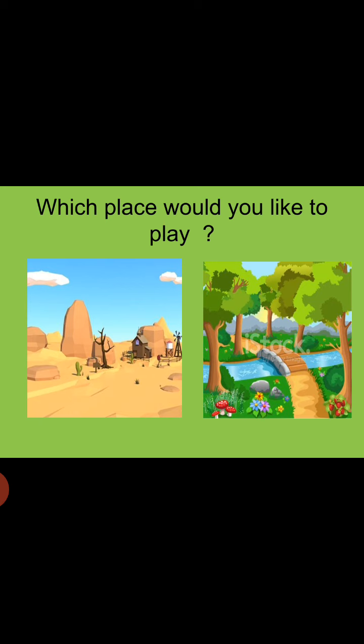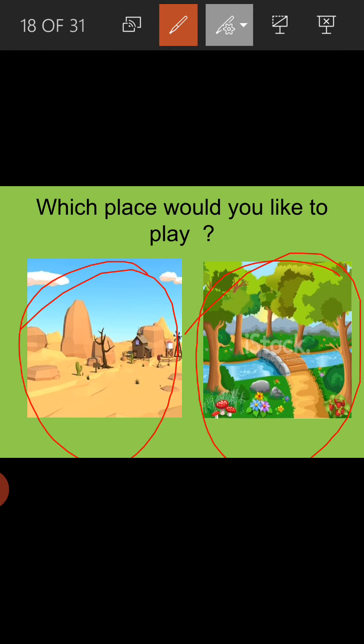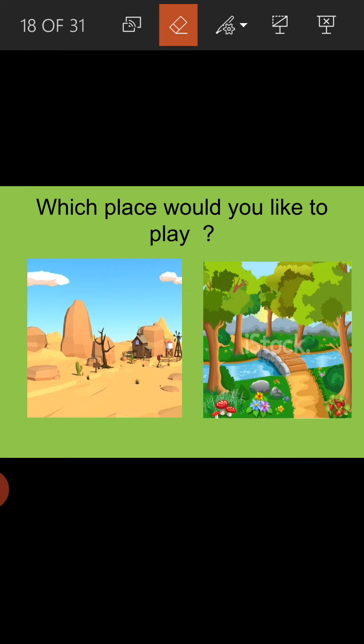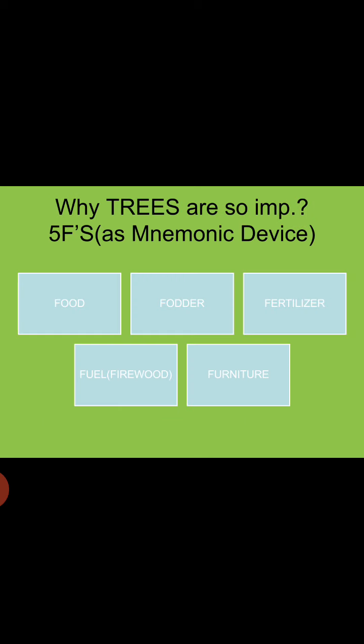One is of the desert and another one is of the lush green forest. First picture is of desert. You can see here the first picture is of desert and the second picture is of lush green forest. So in this picture, you can see the contradiction is there. Suppose if you get the opportunity, in which place would you like to play? Of course, lush green forest.